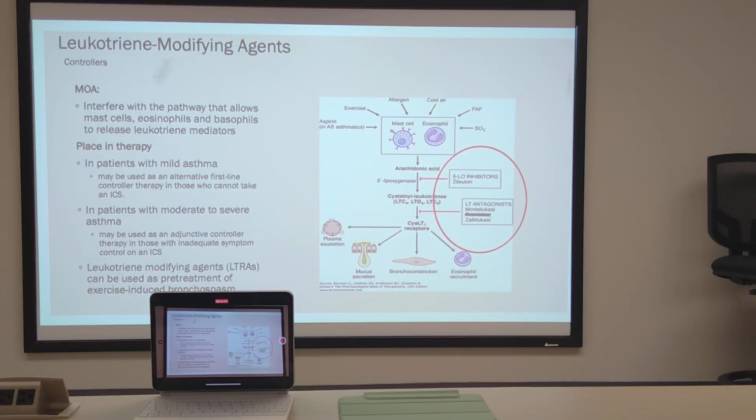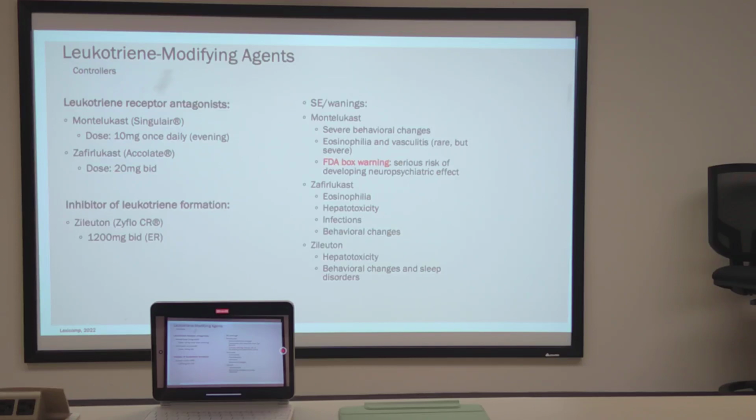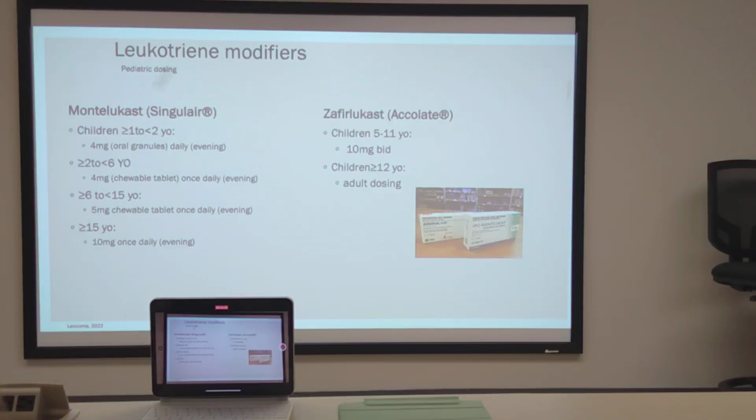So these are our agents here. Montelukast or Singulair, Accolate, and then we also have Zyflo. There is an FDA boxed warning for Montelukast in that it can cause serious risk of developing neuropsychiatric effects. But behavioral changes are actually common in all of these agents. So I did put on here also the dosings for children, because this is also a common agent that is used in adolescents or pediatrics.